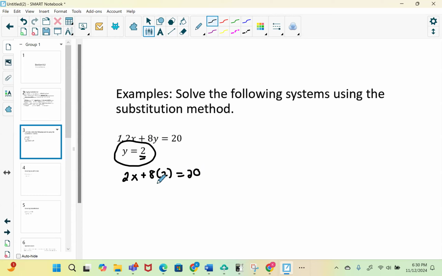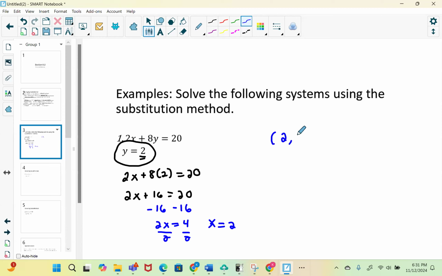And what should always happen is now I only have one variable, so I can solve this equation. So we solve it, we first multiply. 8 times 2 is 16. Then to move it to the other side, we subtract 16 from both sides. So we get 2x equals 4. And then we divide both sides by 2, and we get x equals 2. Okay. And so we know x is 2, y is 2. And again, we can always write our solution as a point. X is 2, y is 2. So this is my solution to this system of equations.